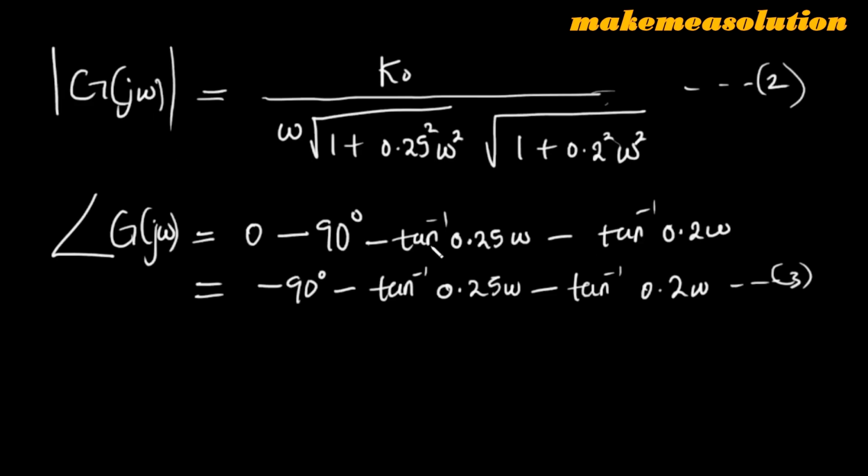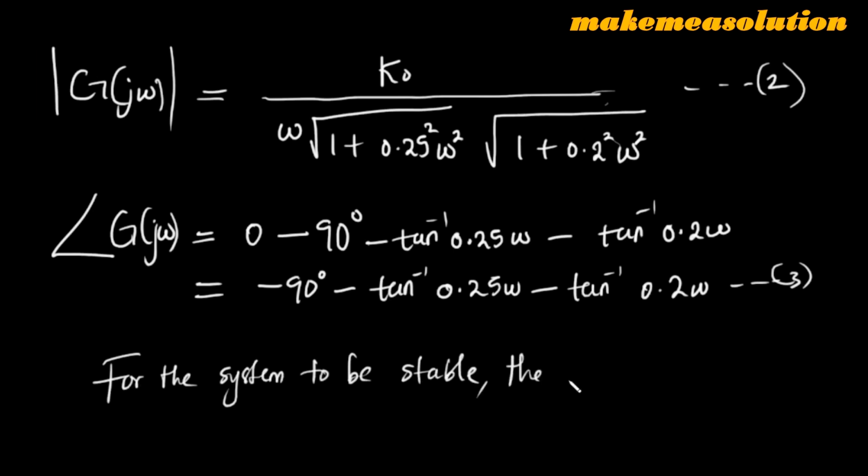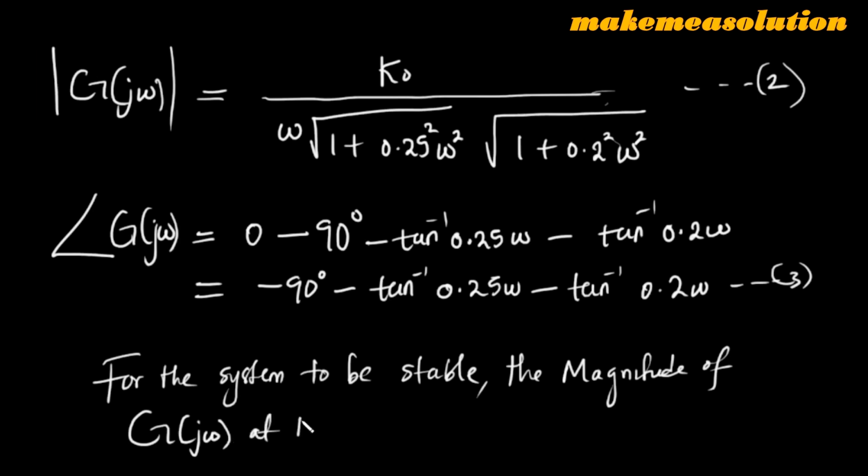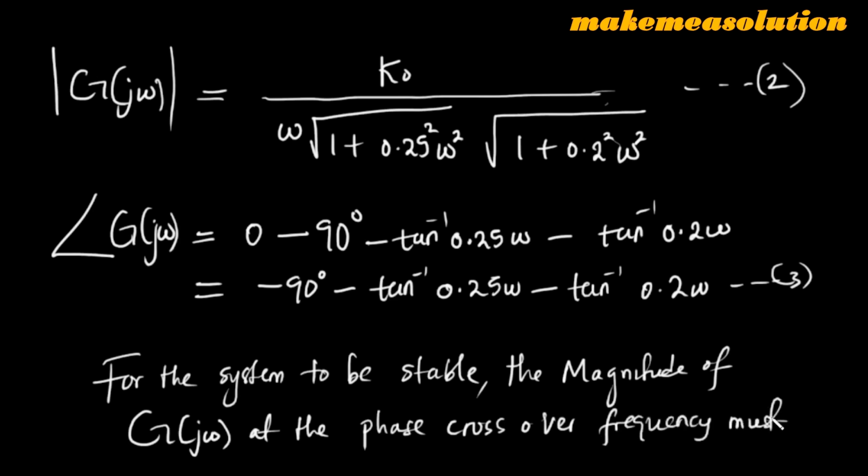So after finding the magnitude and the phase, we can now make this statement. Remember, we want to determine the restriction on K to make our system stable. So for the system to be stable, the magnitude of G(j omega) at the phase crossover frequency must be less than 1.